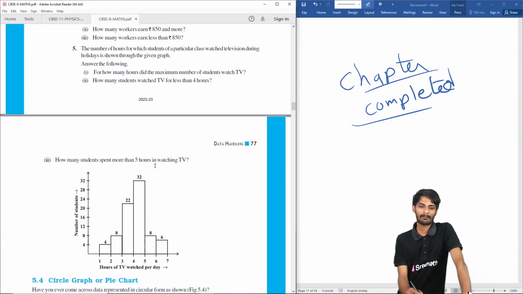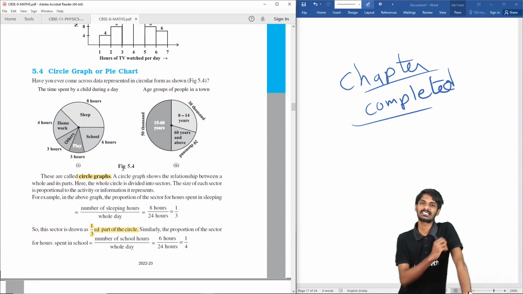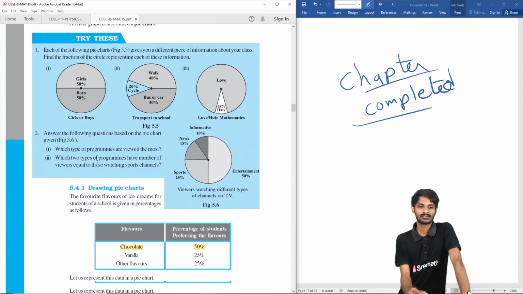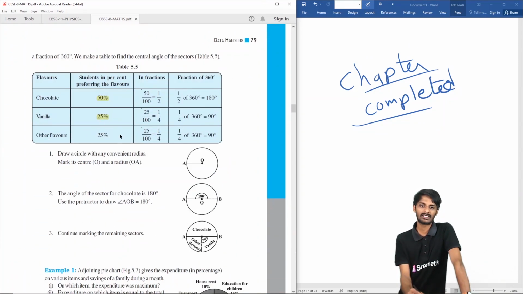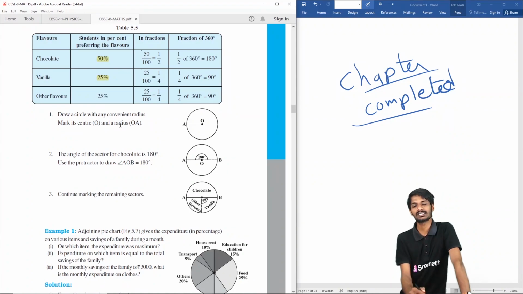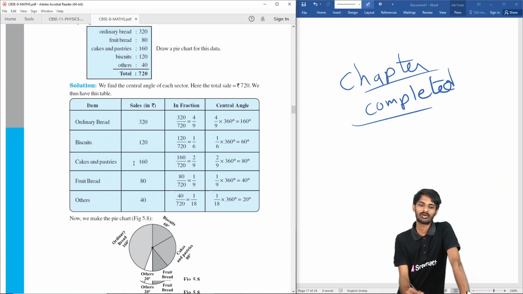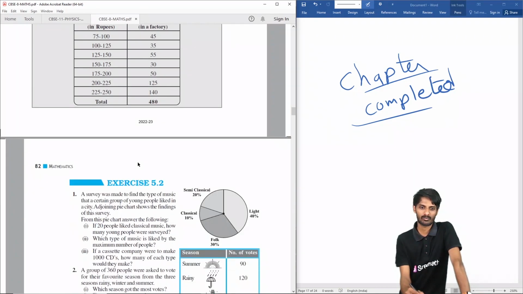And the next thing is the pie chart, students. Pie charts show the relationship between the parts and the whole. It is a circular shape, and we can draw pie charts. The total angle is 360 degrees, and we have to give the angle according to how much part it represents. We have discussed that and solved some problems.